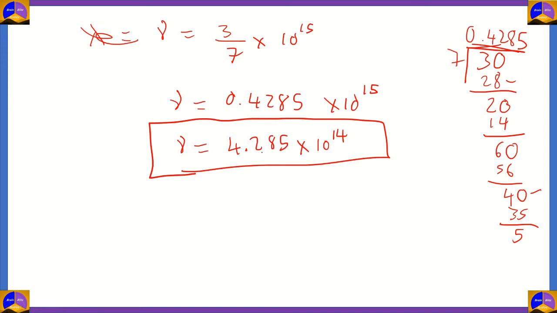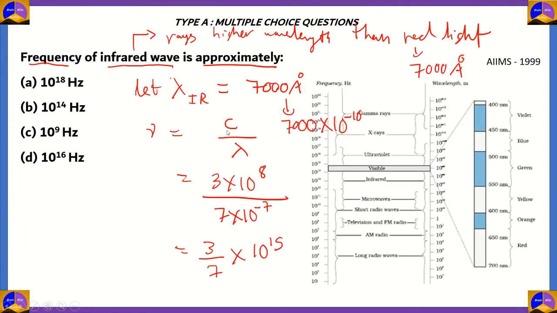Now you don't need to worry too much about the numerical value of the scientific notation. It's just the power of 10 that we need to focus on. That is 10 raised to 14. So infrared radiation is in the order of 10 raised to 14. And which of these options has 10 raised to 14? Option B. So therefore, option B, 10 raised to 14, is the right answer.